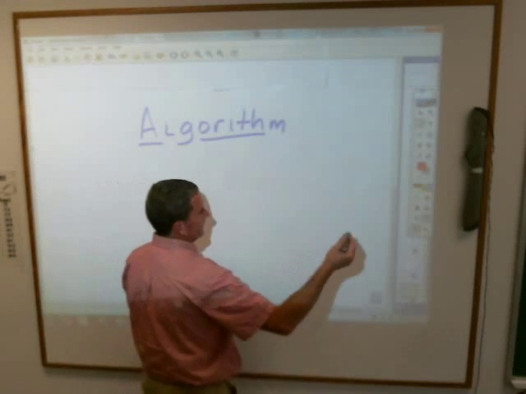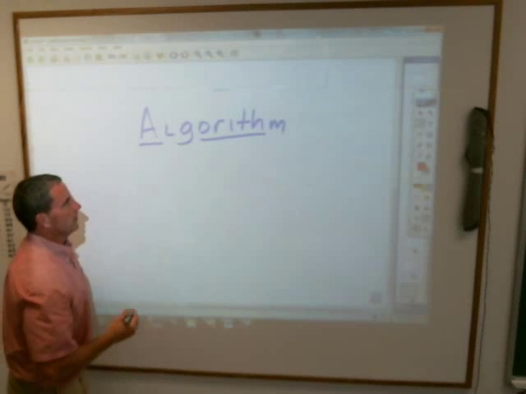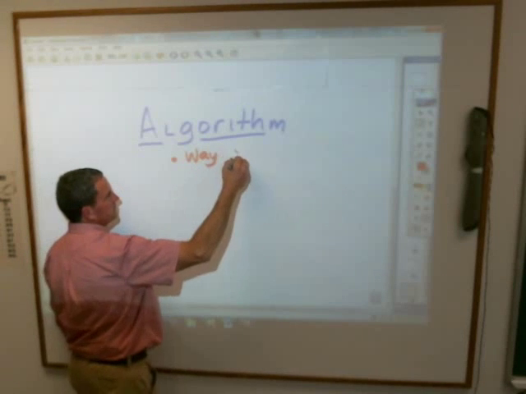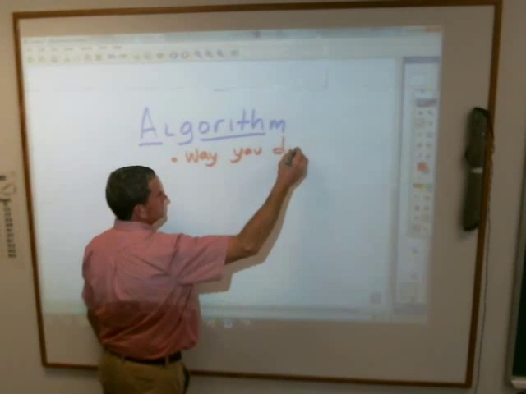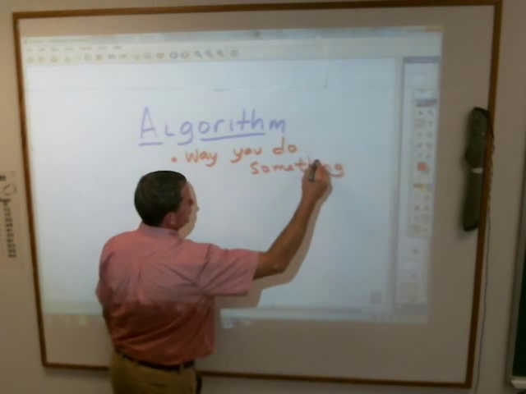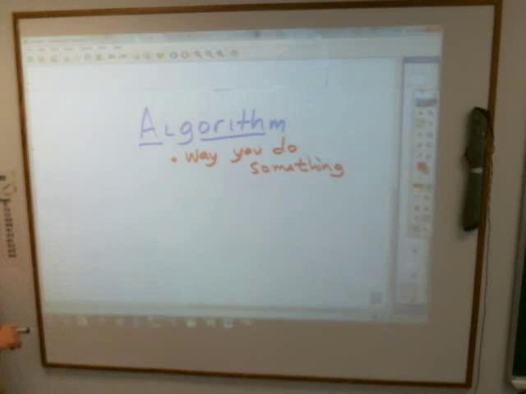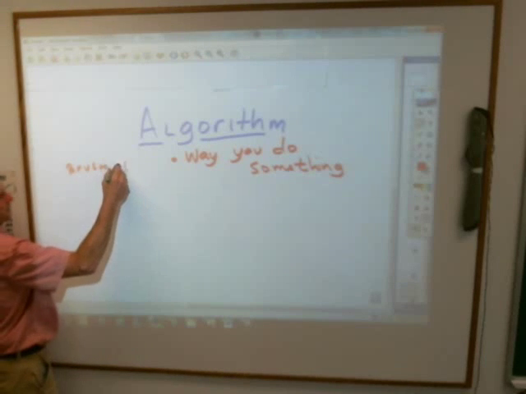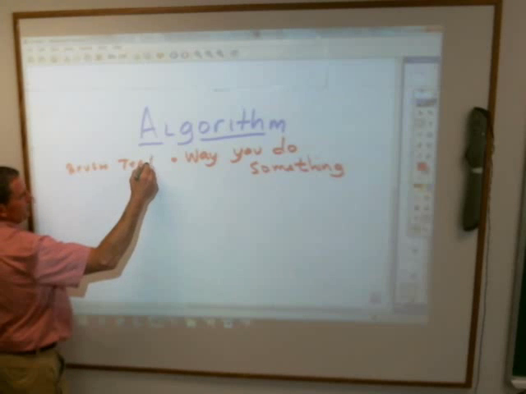An algorithm, children, I'm not even going to ask you for this. Algorithm is just the way that you do something. The way you do something. And you can use this with your parents all you want. Here's an example. This isn't about math, but if I asked you your algorithm for brushing your teeth, okay? For you to brush your teeth, what is your algorithm?